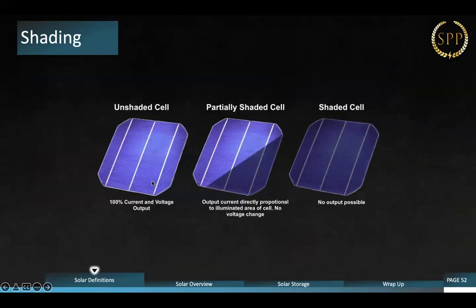So an unshaded cell looks just like this. There's no shade on it. It's 100% current and voltage output. Partially shaded: output current is directly proportional to the illuminated cell, no voltage change. So I was talking about this. This cell is shaded. This cell over here is not, but this cell is getting affected by 30 to 40% because this cell is shaded. And over here, there's no possible output on that cell whatsoever. So a shaded solar panel will not function. It's the same as having no sun on a cloudy day or trying to produce solar power at night. It doesn't happen.